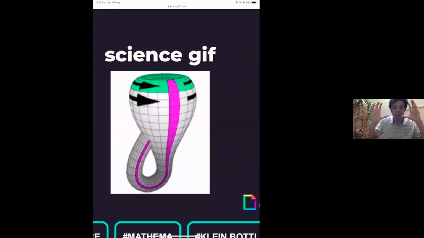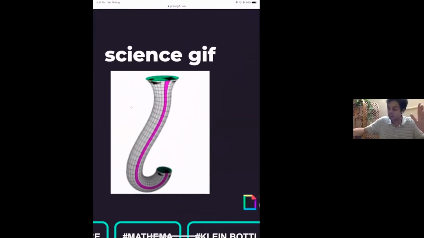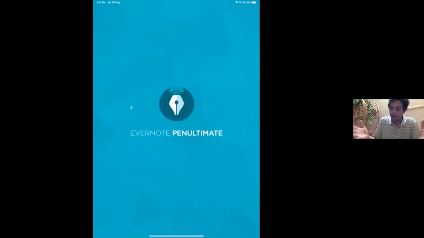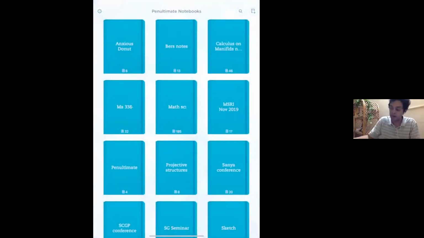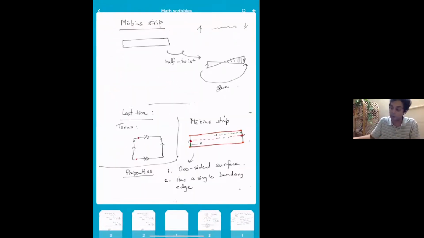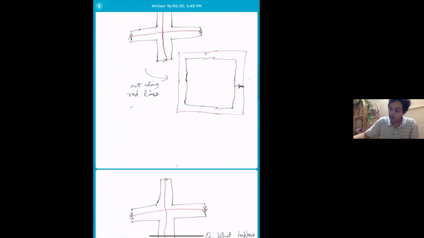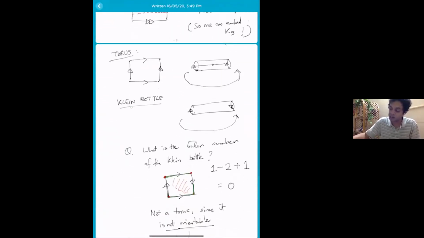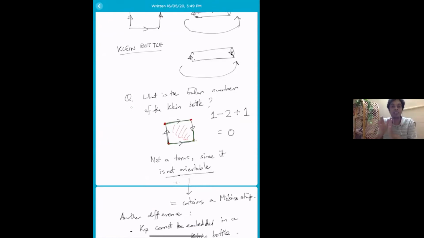It's harder to imagine doing it in R3, actually doing it with paper, so it's easier to just draw a picture of it and treat it as a topological space. As a topological space, it's the same as this square piece of paper with the identifications as shown.